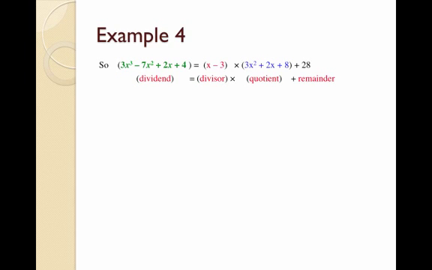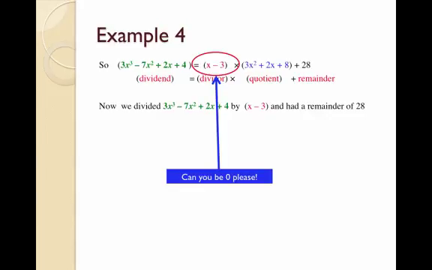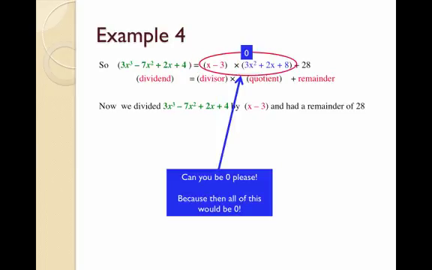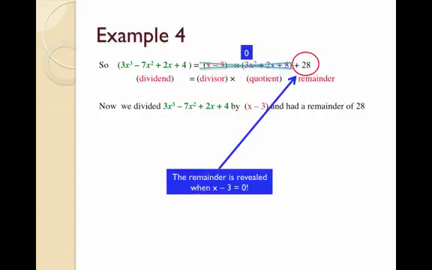Now, how could we possibly work out what the remainder is without having to actually do the division? Well, if we could possibly make x minus 3 a 0, then what would happen is we would be multiplying and we would get an answer of 0 because all of that would be 0. Anything you multiply by 0 gives you 0. So that would leave us only with the remainder. Let me show you how we do this.